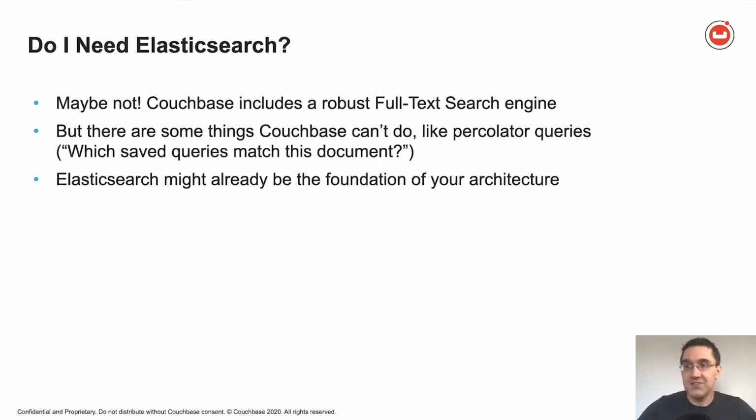Elasticsearch has specialized features like percolator queries, which answer the question, which saved queries match this document? So you can present a document and it'll tell you which queries would return it. If your application needs percolator queries or some other advanced features of Elasticsearch, that would be a great reason to use it. The final reason I'd like to highlight is that Elasticsearch might already be an integral component of your architecture. Our professional services team would love to help you replace Elasticsearch with Couchbase, but that's not something that happens overnight. In the meantime, the Couchbase Elasticsearch connector can bridge the two systems.